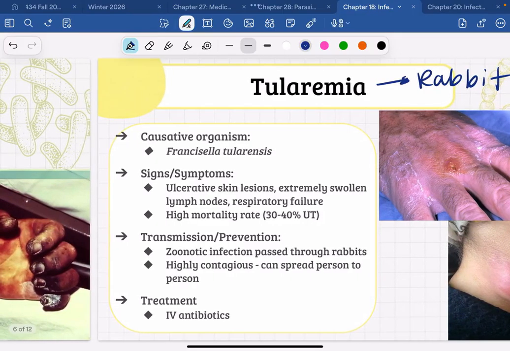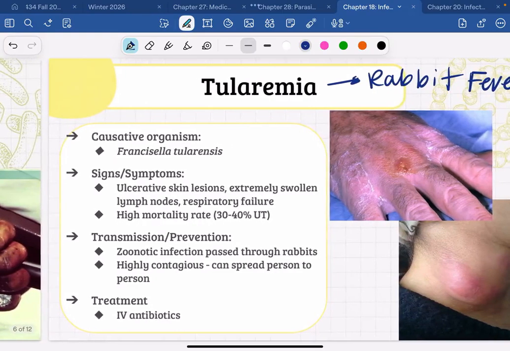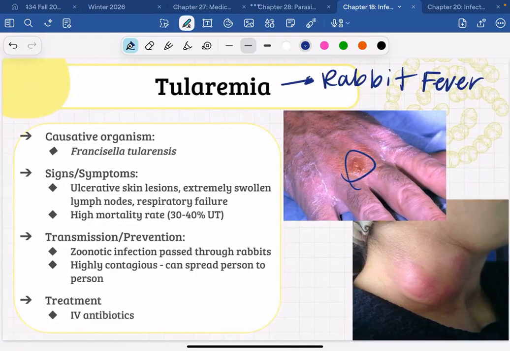And signs and symptoms of this are ulcerative skin lesions, which can look a lot like that. So they're just little skin lesions. But kind of the hallmark here is the extremely swollen lymph nodes. So you can see right there, this is on the side of somebody's neck, and one of their lymph nodes in their neck is so swollen, it looks like they have this giant bubble sticking out of it.